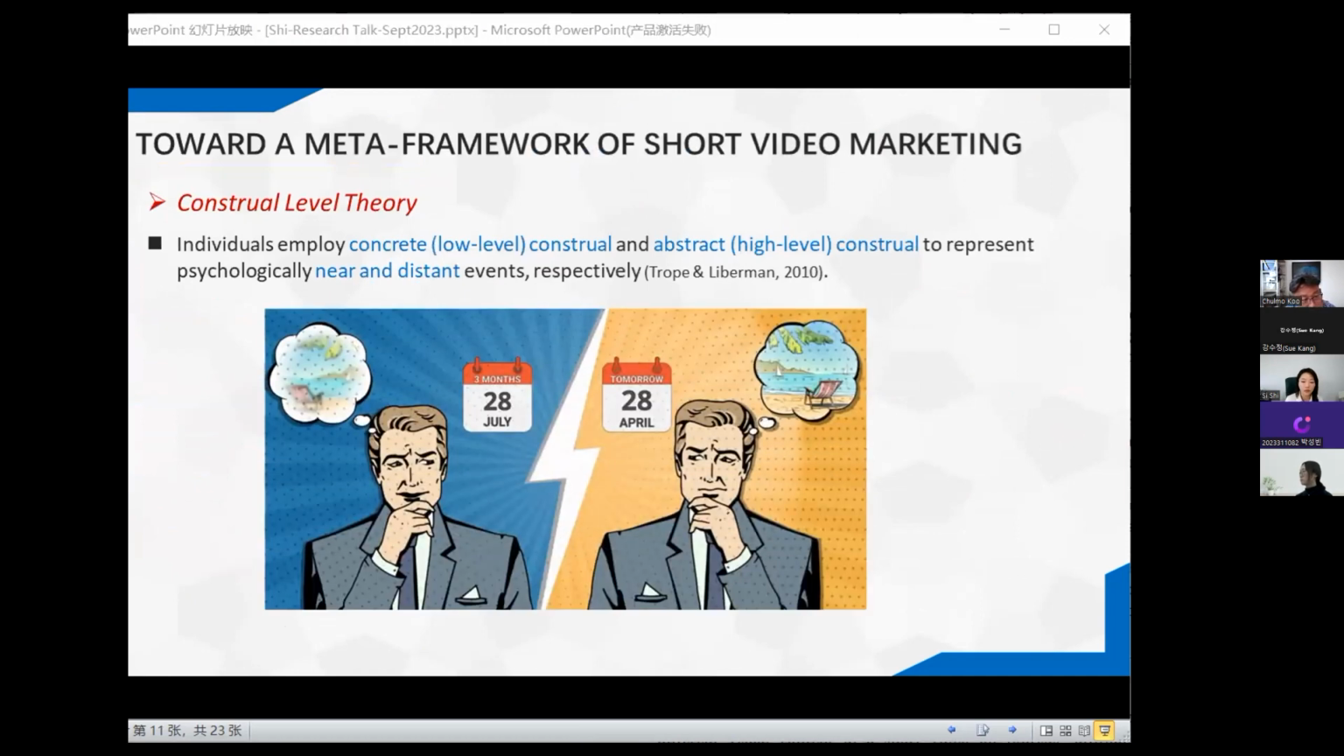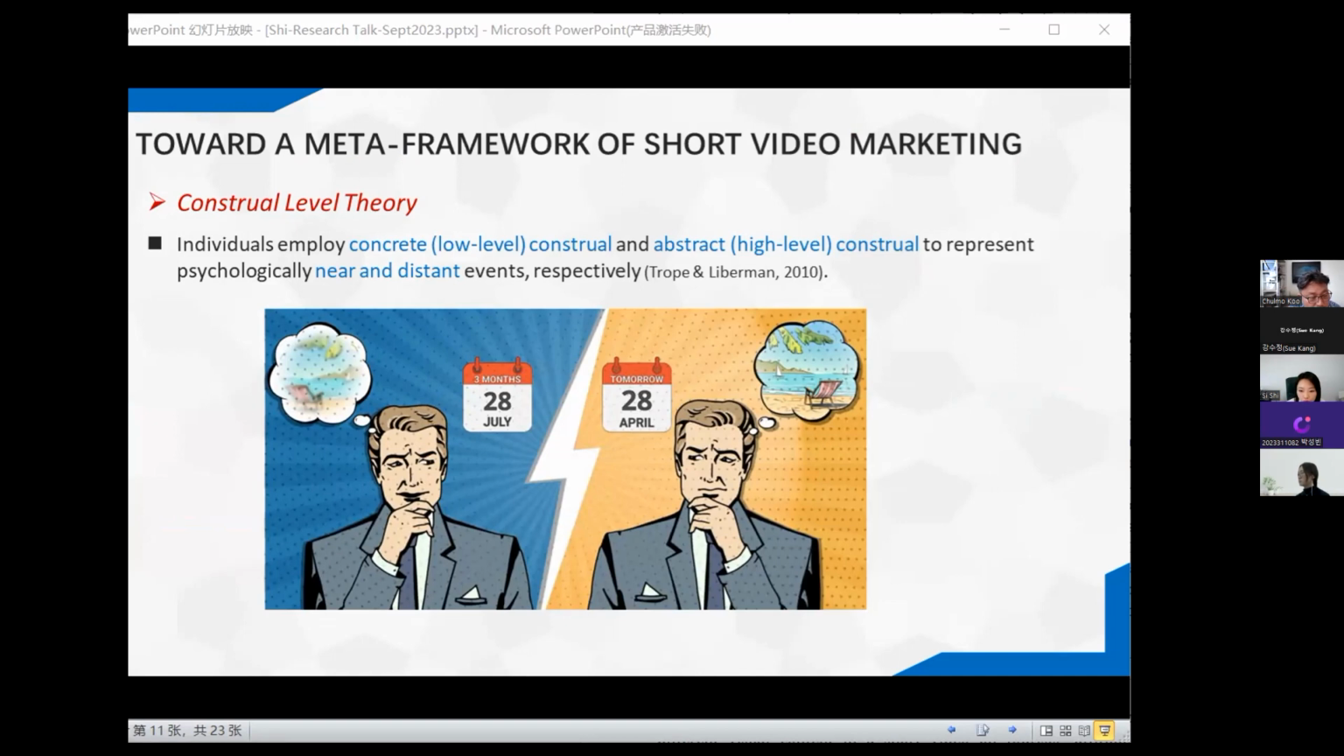So based on the literature, we aim to employ the control level theory and the elaboration likelihood model to develop a meta framework that will explain the joint impact of the three variables that we just mentioned: visual perspective, visual content, and narration appeal on the effectiveness of short video marketing of destinations. So firstly, the control level theory. The control level theory generally explains that individuals have two types of controls when they process information: high-level control and low-level control.